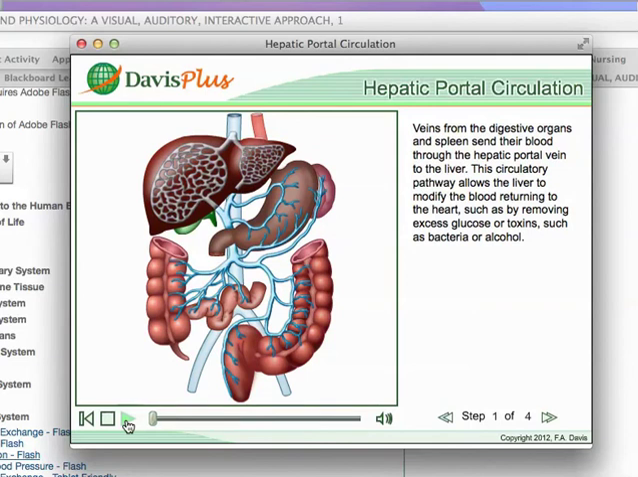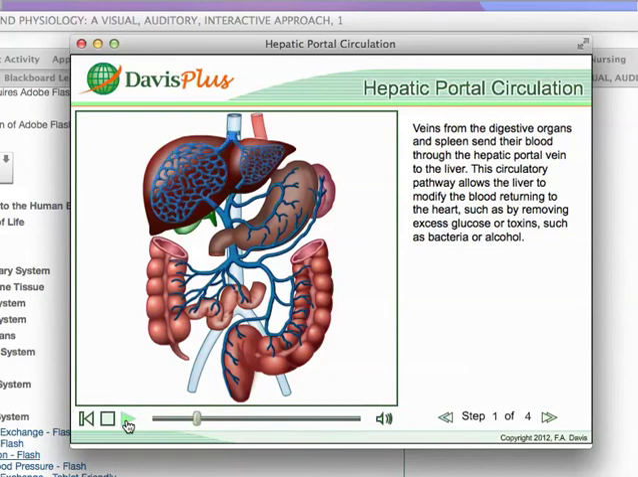Veins from the digestive organs and spleen send their blood through the hepatic portal vein to the liver. This circulatory pathway allows the liver to modify the blood returning to the heart, such as by removing excess glucose or toxins, such as bacteria or alcohol.